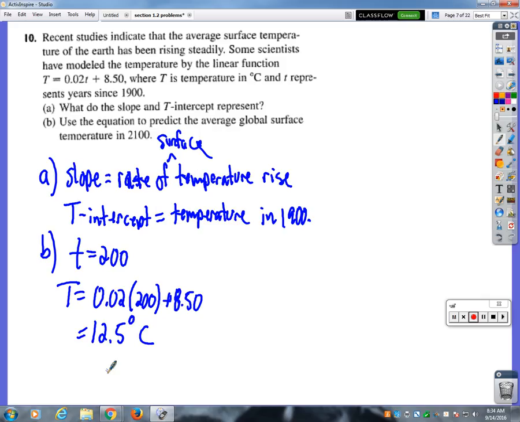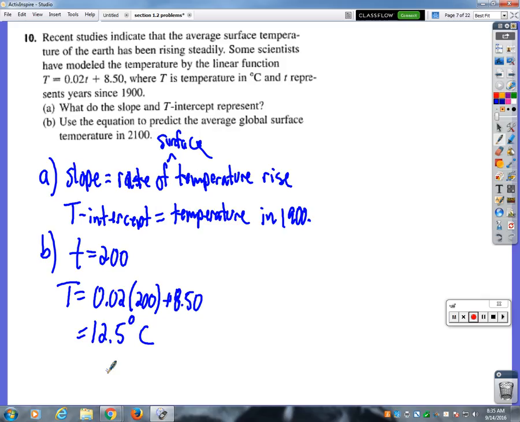I was confused by this representation. Why do you have the t-intercept equaling the temperature in 1900, when it's just temperature in general? At least that's what it says up there in the description. Because the t-intercept represents one particular value. The temperature in general is that formula. When they're asking what the big T-intercept is, what does that represent? They're saying, if you plug in 0 for little t, what do you get for big T?